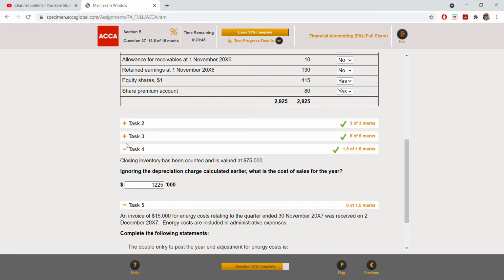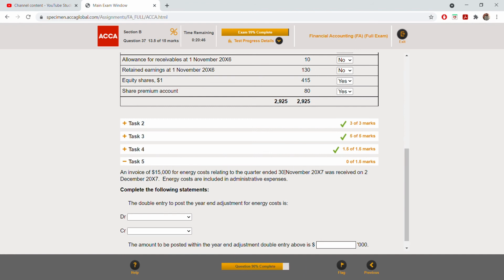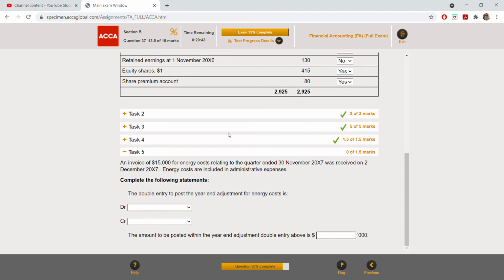Okay, next coming to task 5, and this is the last. An invoice of 15,000 for the energy cost relating to the quarter ended 30th November 2007 was received on 2nd December 2007. Just look at the date. Not even 1 month. It's just 2 days. Energy costs are included in administrative expenses. Double entry to post here for the energy costs is debit what and credit what. And also you need to know the amount.